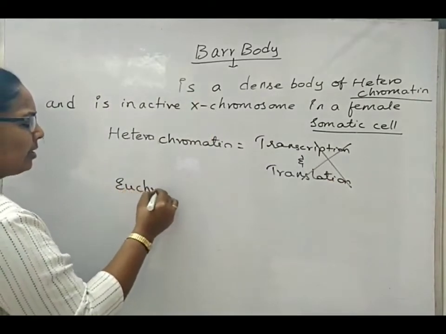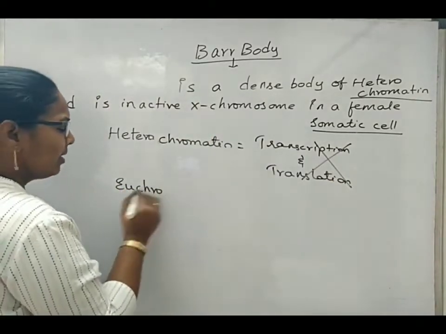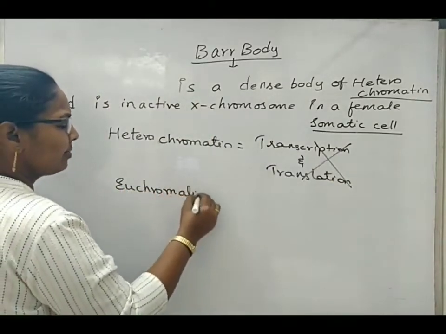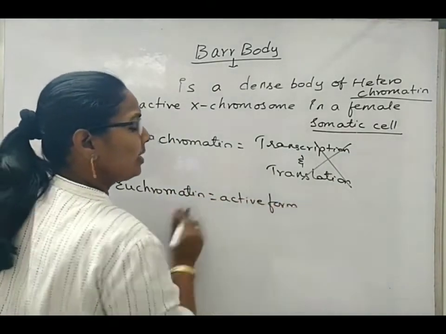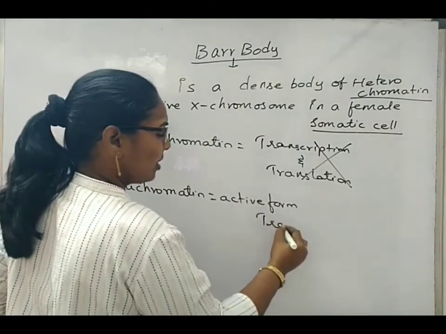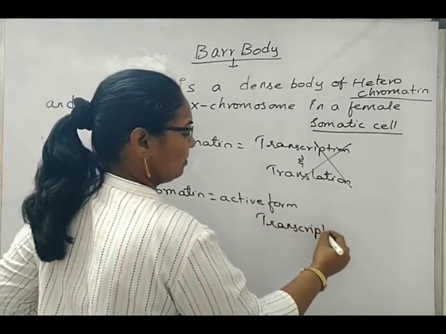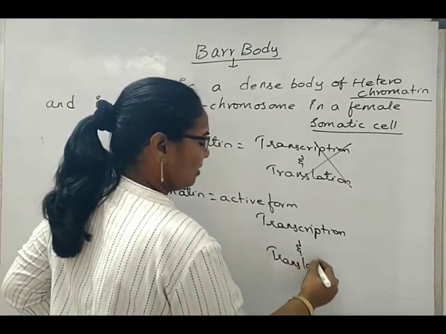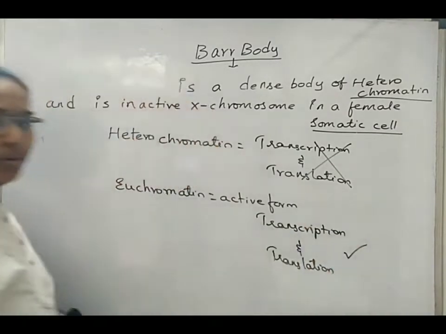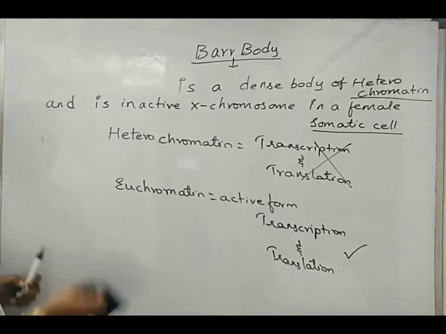There is another genetic material or the chromatin part that is called euchromatin. This is considered as the active form of chromatin material that does both the transcription and translation. So these two processes will be done by euchromatin.